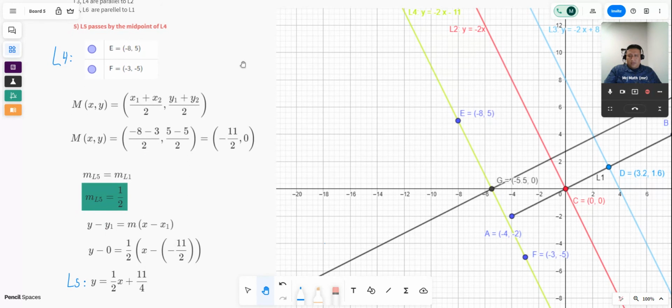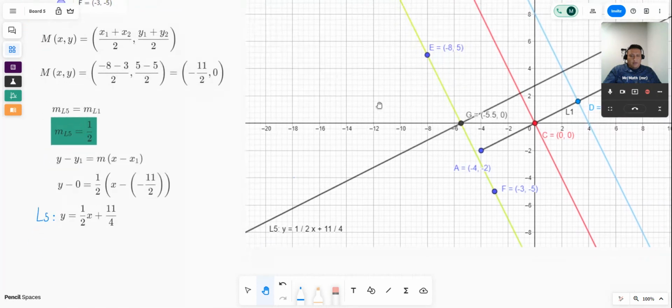All right. So line 5 says that it passes by the midpoint of line 4. Of course, line 4 is all this, but when it says the midpoint of line 4, it's talking about the segment from E to F. So we're using here the formula for the midpoint. Okay, x1 plus x2 over 2, y1 plus y2 over 2. We're finding that the midpoint is this point G in here: negative 11 over 2 and 0, which is negative 5.5 and 0.